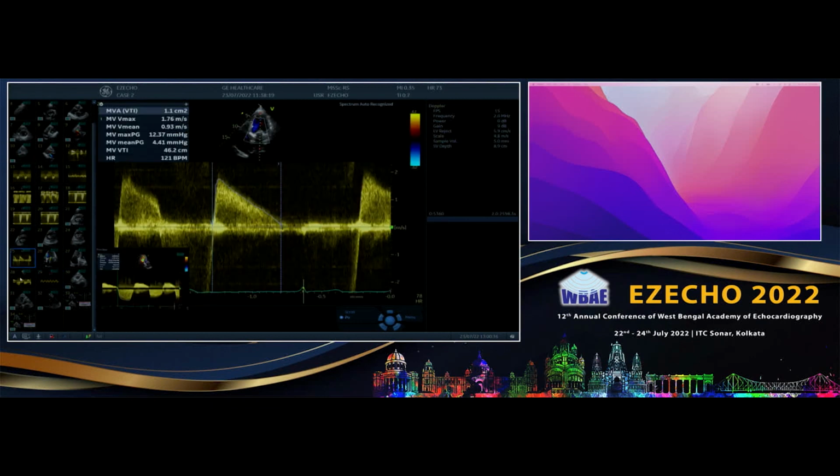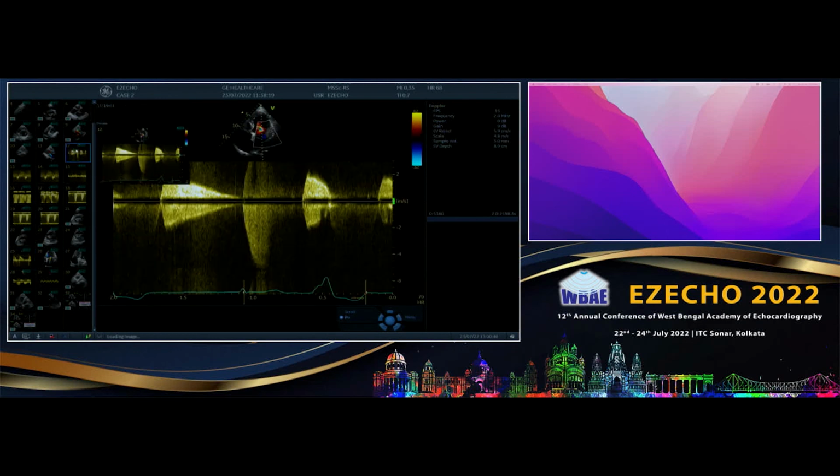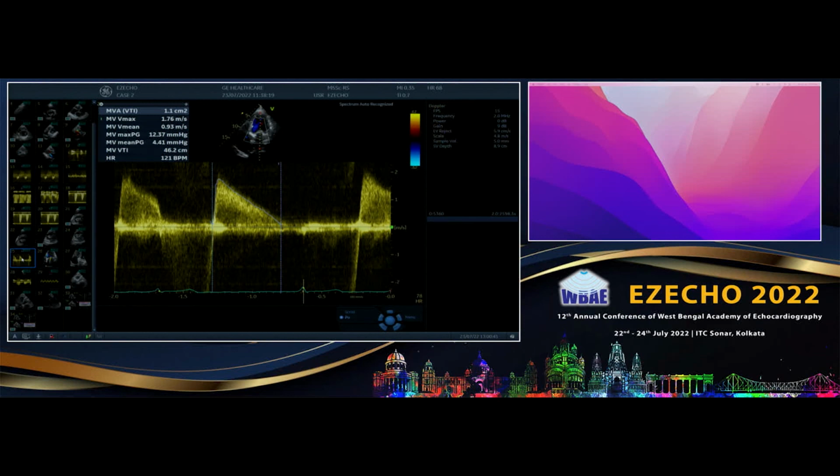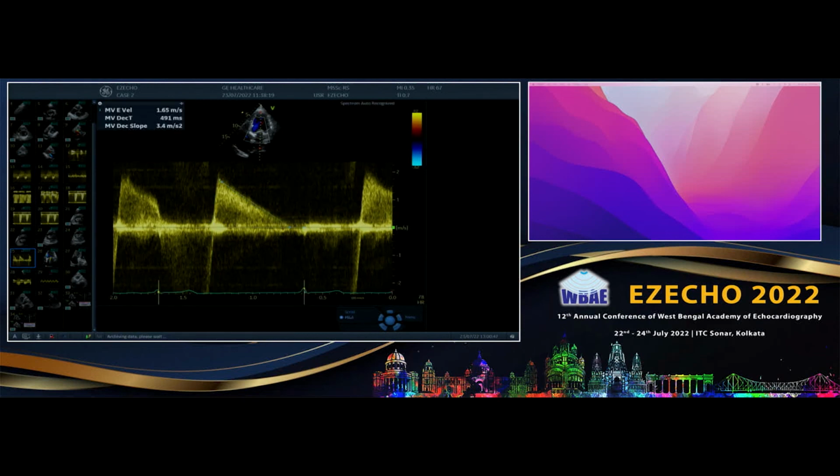Why do you require IVRT there in mitral annular calcification? Why don't you go by E prime? Because E prime should not be used when the annulus is calcified. You cannot get a correct E prime when the annulus is calcified, for the simple reason that the motion is restricted because of the calcification itself.